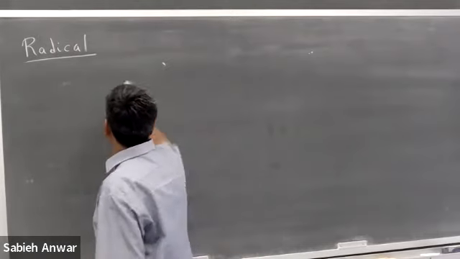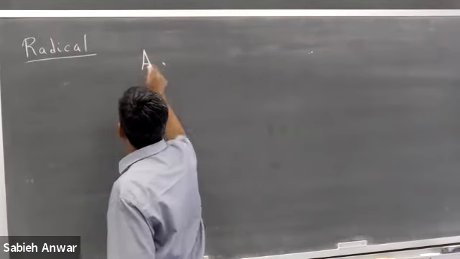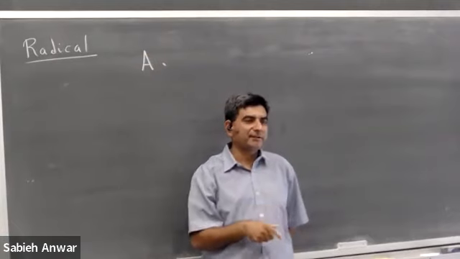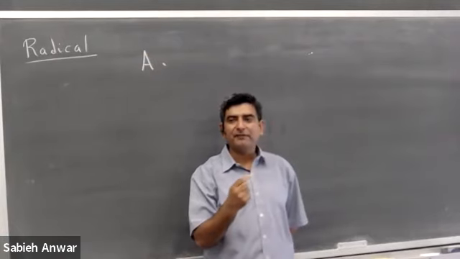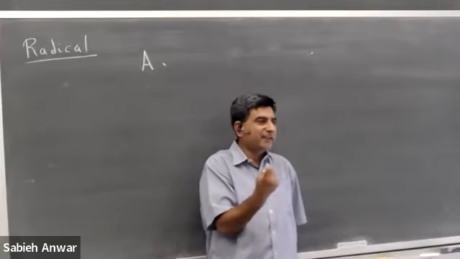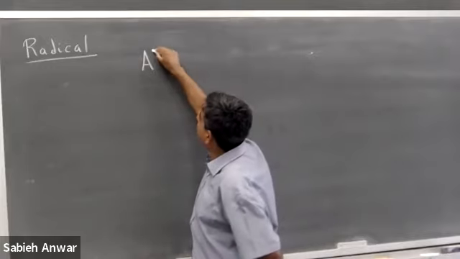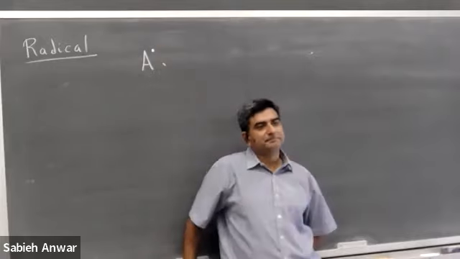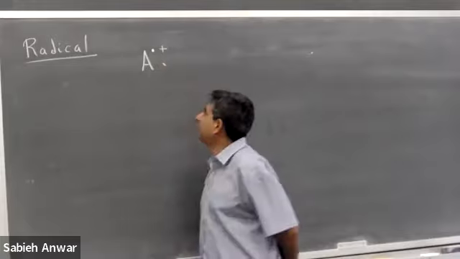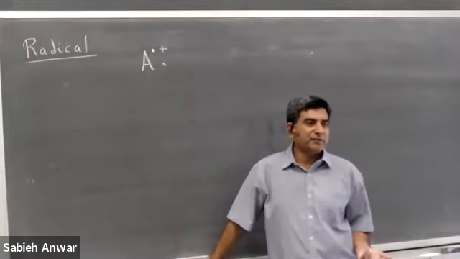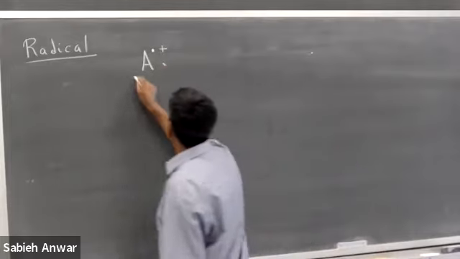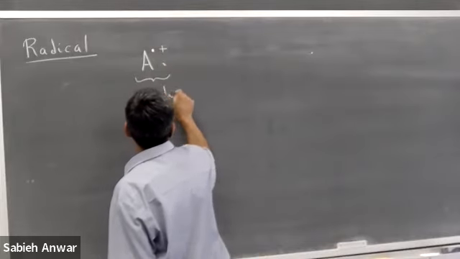Now, suppose I have a molecule A, and this molecule loses its electron, it donates its electron to something else. So now it will have an odd number of electrons. And there will be one electron that is unpaired, that is not paired up with anything else. So that single electron can be represented by a dot. Okay. And the molecule will now also acquire a positive charge because it has lost its electron. So this is an example of a radical.